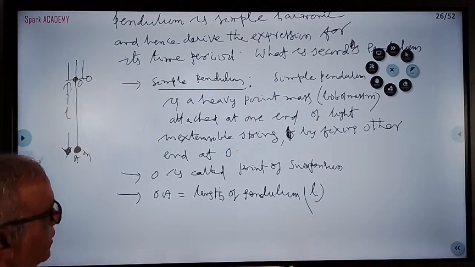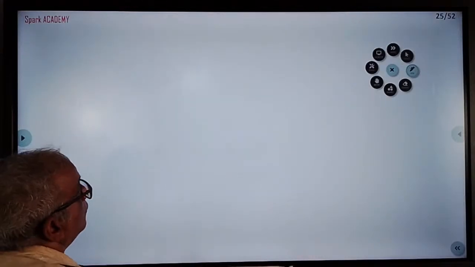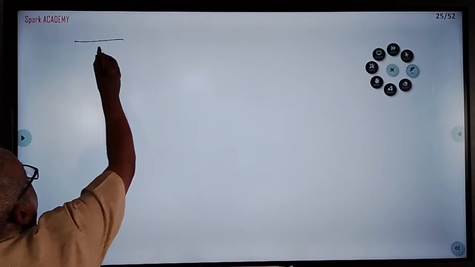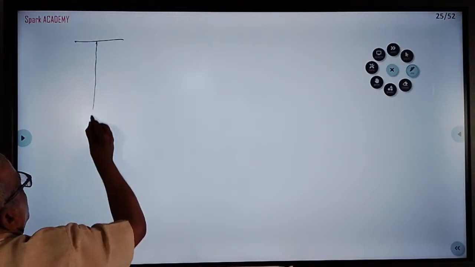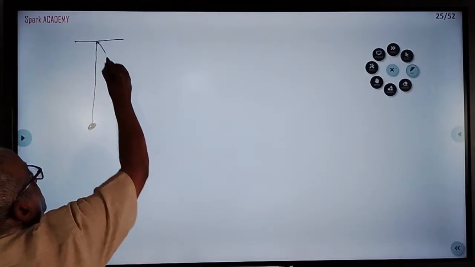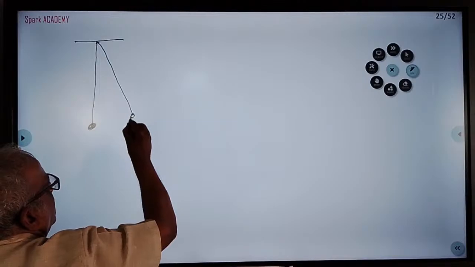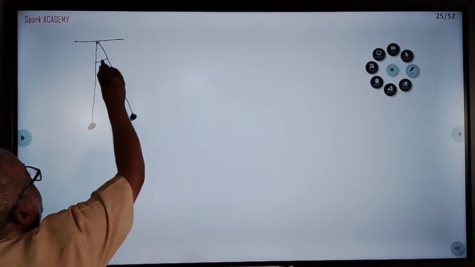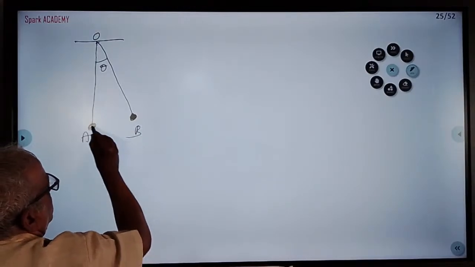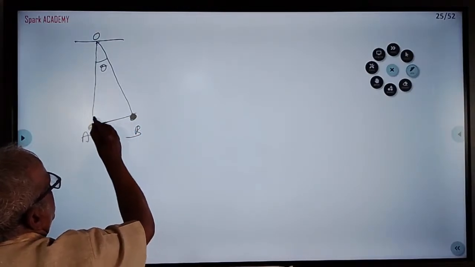So I am doing the derivation part for you. To derive the expression for time period, you draw once again a simple diagram. This is point O. I am pulling by small angle theta. I want small angle theta here. Small angle theta I am pulling now. This is O. This is A. This is B. This is displacement X here.